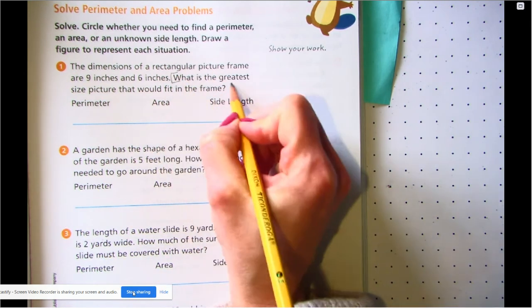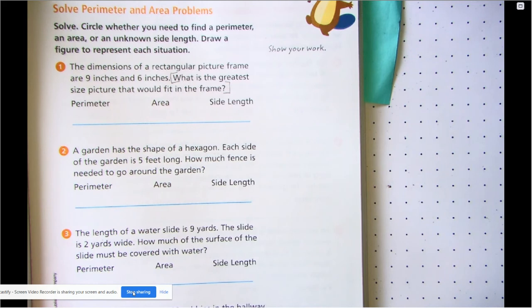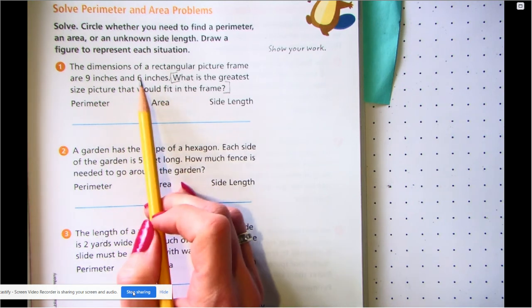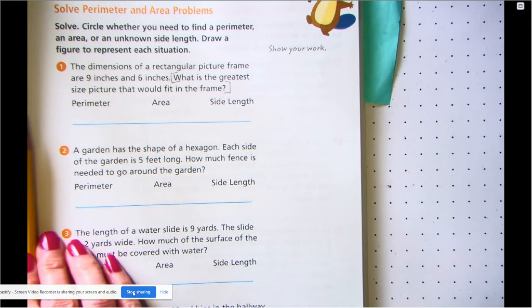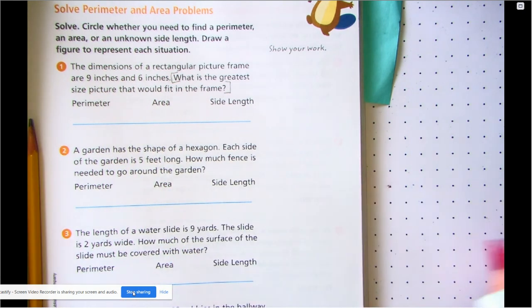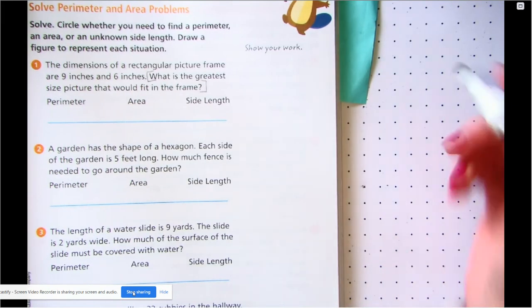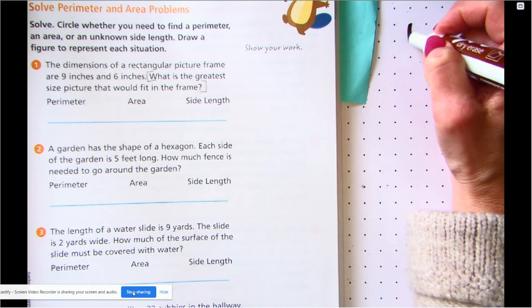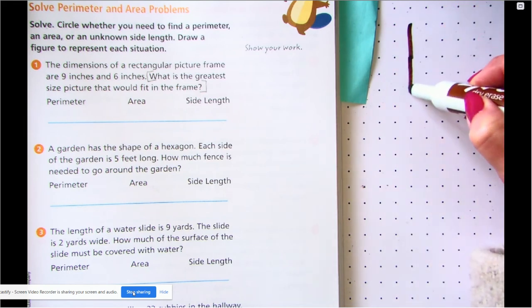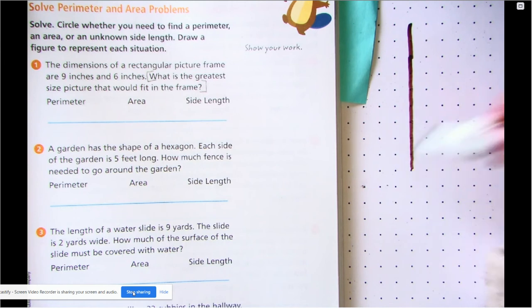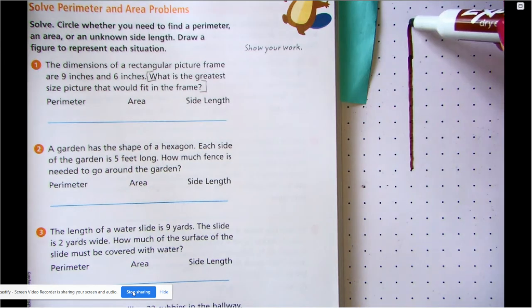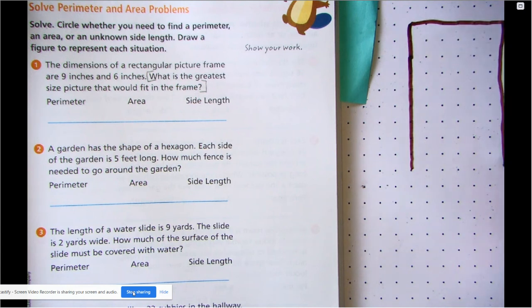So let's go back and bracket our question. We're looking for the greatest size picture that would go in the frame. So let's draw that frame. 9 inches and 6 inches are the side lengths. So I'm going to move my book a little bit. If I draw something that's 9, 1, 2, 3, 4, 5, 6, 7, 8, 9, and the other side length is 6, and I'm going to complete that and make my rectangle. Okay, so there's my shape.